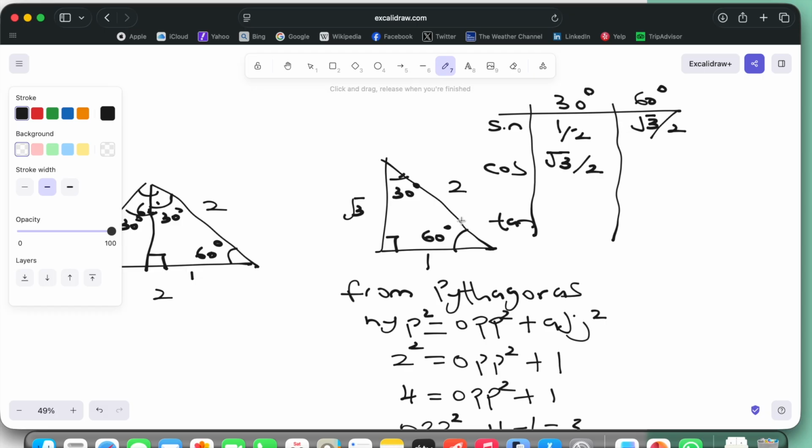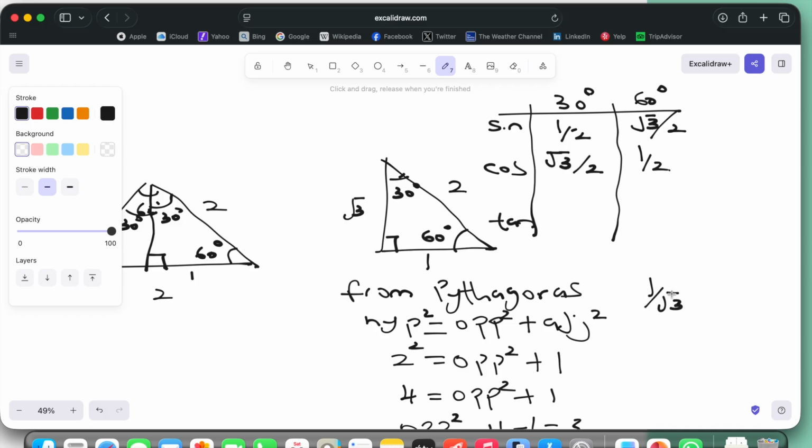And then for 60 degrees, our cos will be adjacent over hypotenuse. Our adjacent is 1, our hypotenuse is 2, so that will be 1 over 2. Great. For tan, it is SOHCAHTOA. So what is tan? Tell me. Beautiful. Opposite over adjacent, right? So the opposite here, for 30 degrees, is 1. The adjacent here is root 3. So we have 1 over root 3.